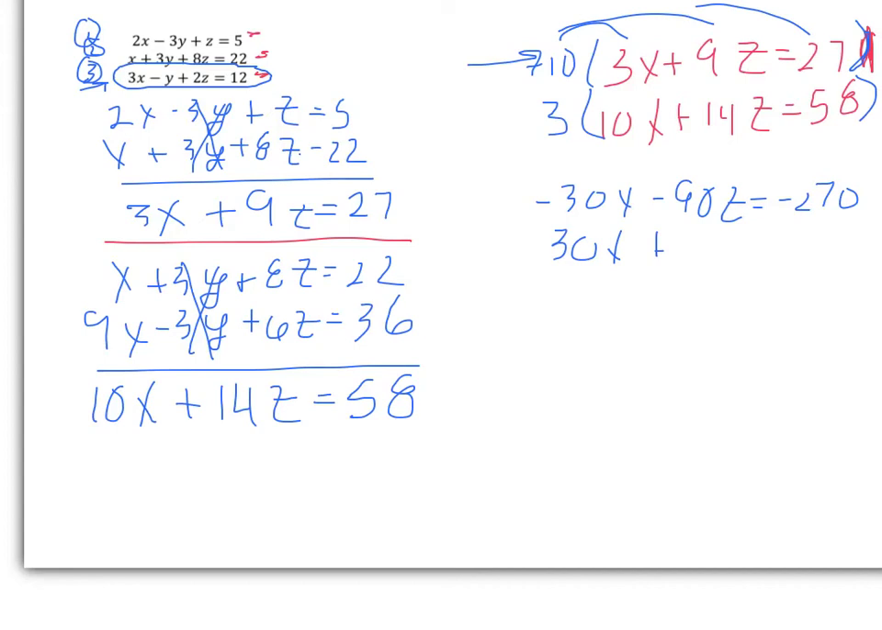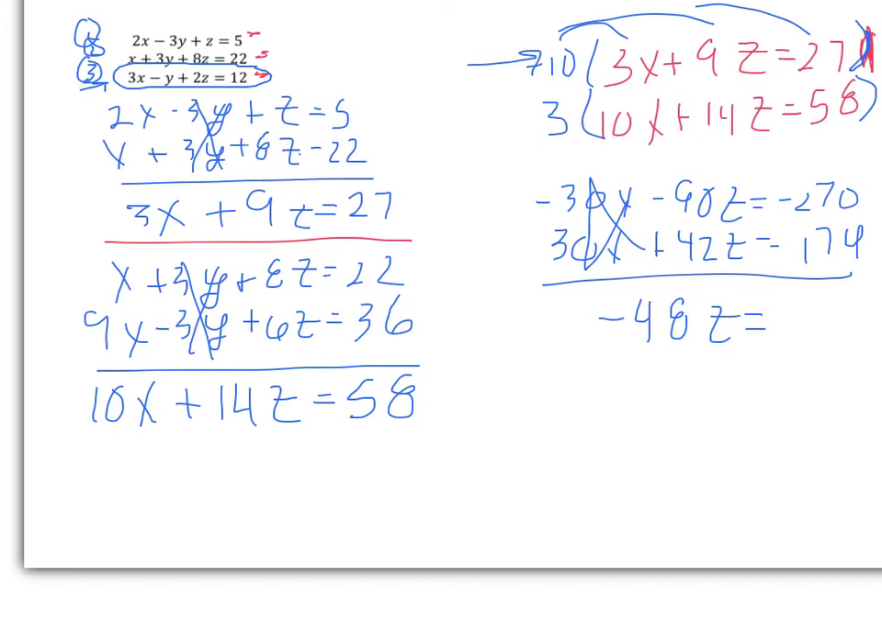So distributing in there, we get 30x plus 14 times 3 is 42, so 42z, and then 3 times 58 is 174. So adding these things up, the x's cancel. If we have negative 90 plus 42, this is going to give us negative 48z, and this is going to equal negative 270 plus 174, which is negative 96. Divide by our negative 48. And when we divide that by negative 48, you'll be pleasantly surprised to know that z equals 2.